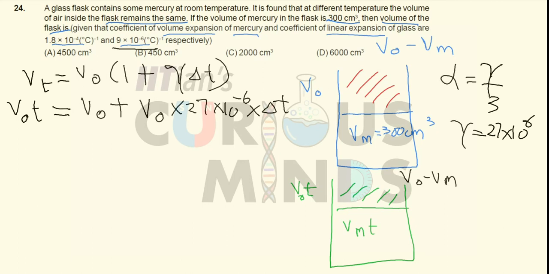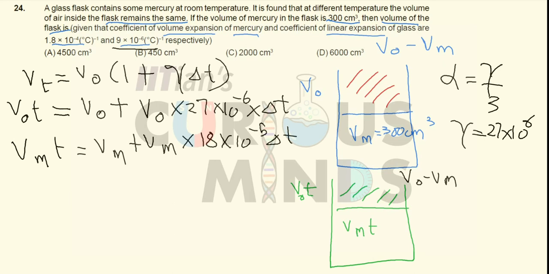Similarly, if I want to find out the volume of the mercury at that temperature, Vm at T, it will be equal to Vm plus Vm times the volumetric expansion over here, which is given as 18 into 10 raised to minus 5, into delta T. Now we have to find out the original value of this part.